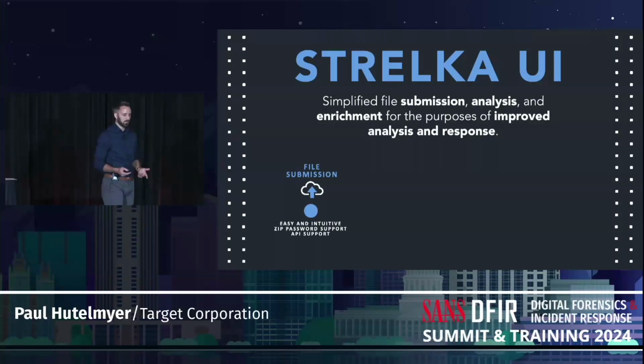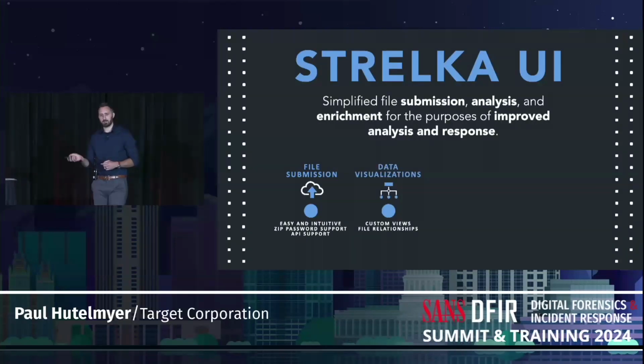So a couple of highlights then. File submission is a lot easier. It's easy and intuitive. You can drag and drop files in, and it'll scan it and give you a response in a second or two. You can zip up files. There's pass-through support. You can encrypt it, a little safer that way. It has API support, so you can send files from outside of just the UI. Data visualization, we just saw the screenshot. There are custom views, context-specific views based on the file you're looking at, and file relationships too.